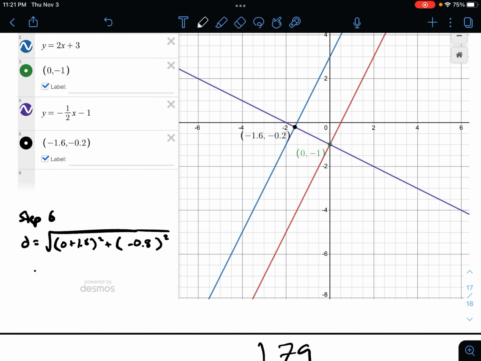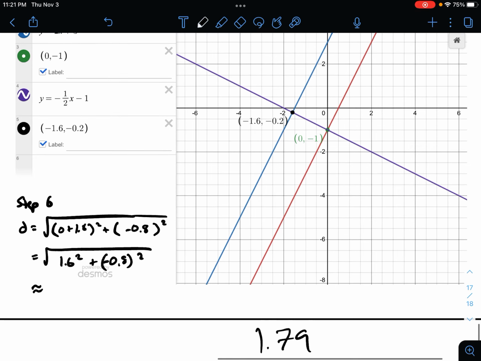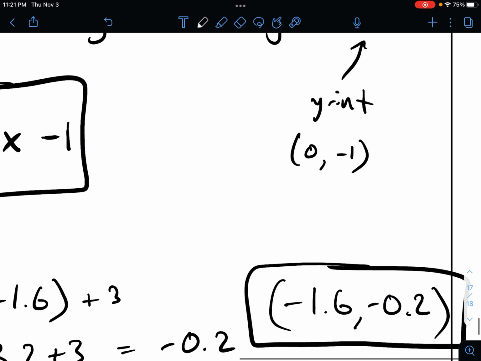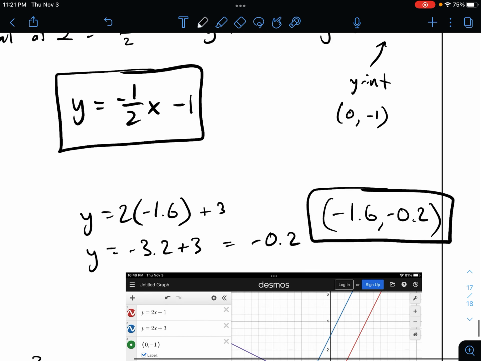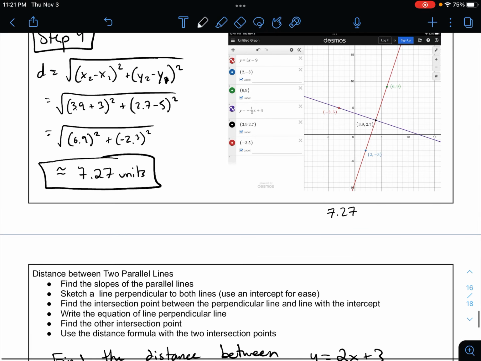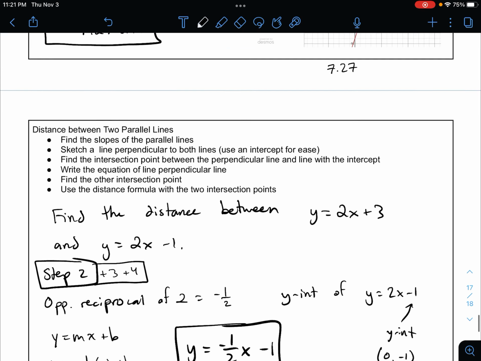So this is going to end up being the square root of 1.6 squared plus negative 0.8 squared. And this is going to come out to be approximately 1.79. Don't forget your units. I think I forgot units on the one above. Sorry about that. Let's go back to that one. Don't forget units. Oh no, I remembered units. There we go. So make sure you've got your units.